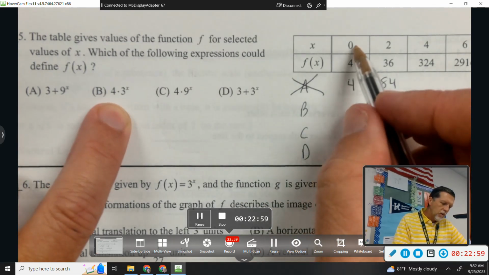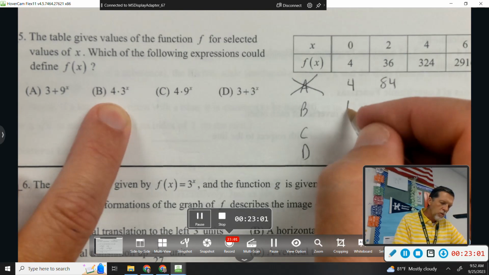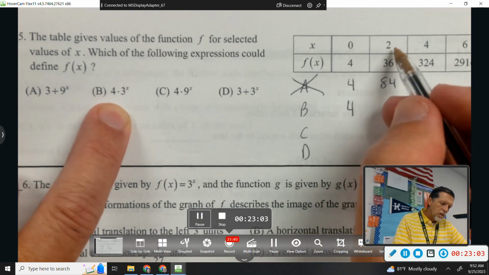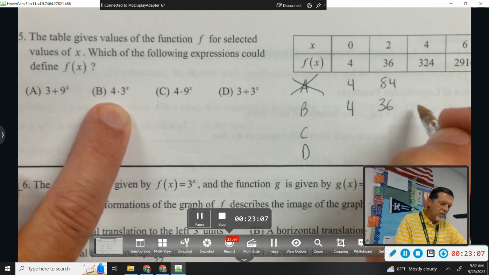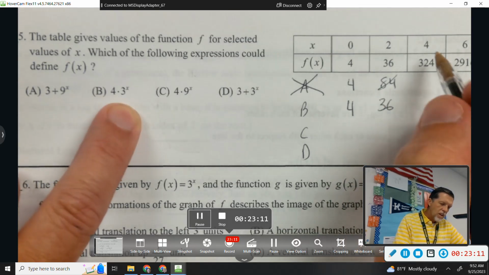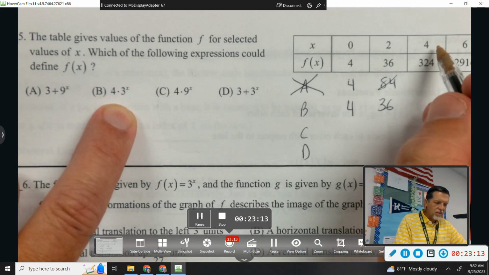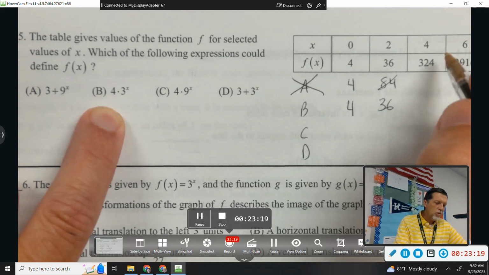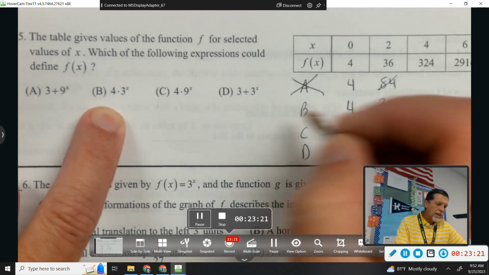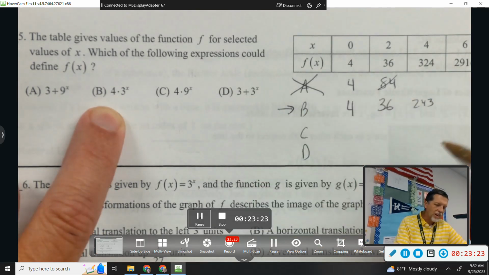3 to the 0 is 1 times 4 is 4. 3 squared is 9 times 4 is 36. So far so good. 3 to the 4th is 81. Times 4 is 243. B's looking good. I don't even want to check 6 because, ugh.